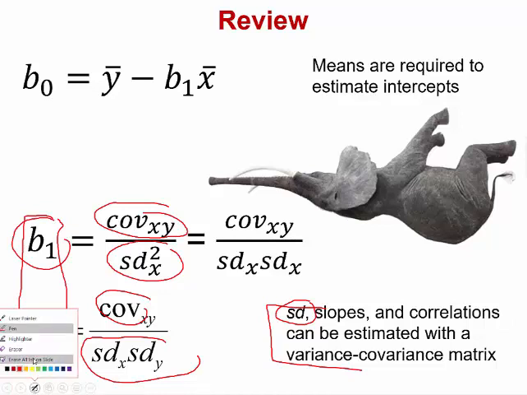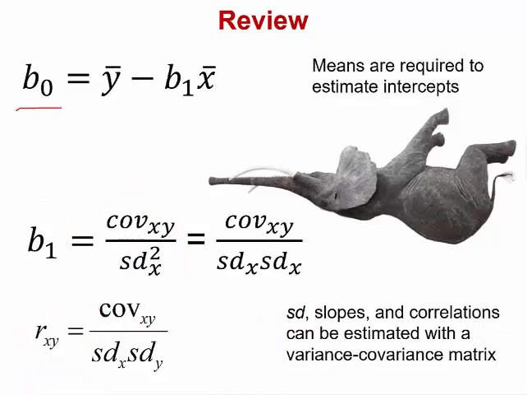Now, the variance covariance matrix by itself would not allow me to calculate intercepts, but if I also had the means from my variables and a variance covariance matrix, then I could calculate an intercept. So if I wanted to calculate slopes and correlations, all I need is a variance covariance matrix. If I also wanted to calculate intercepts, I would need that variance covariance matrix, plus I would need to know the means for my variables, and then I could estimate my intercept.